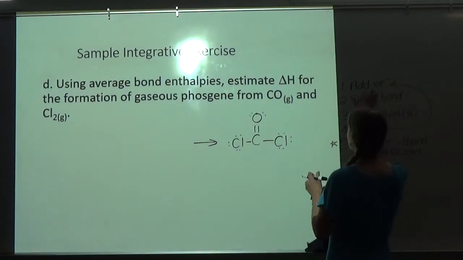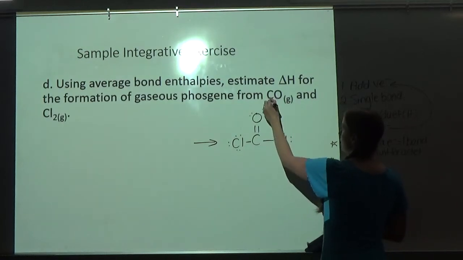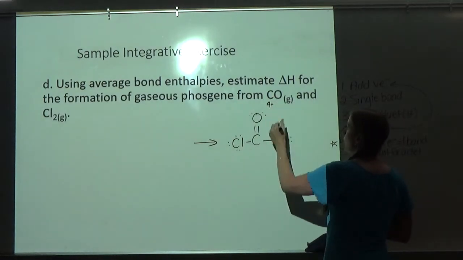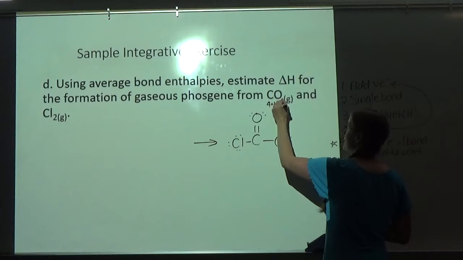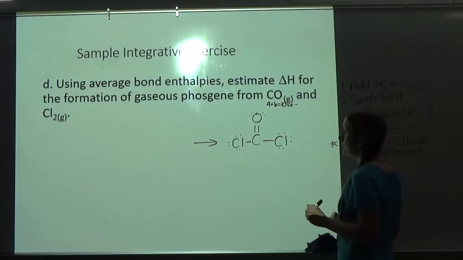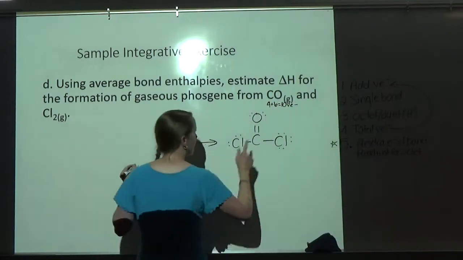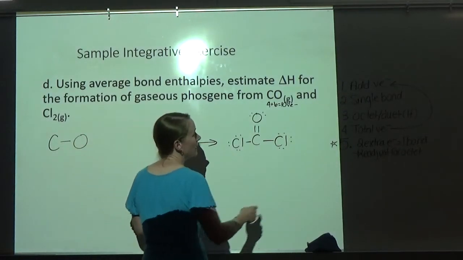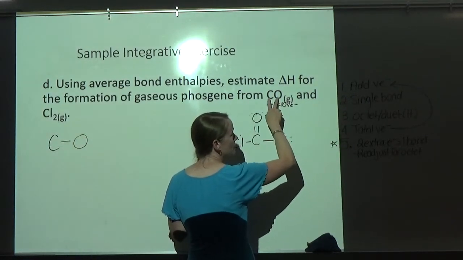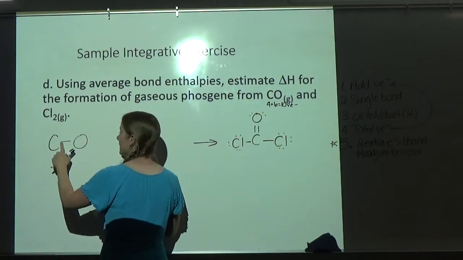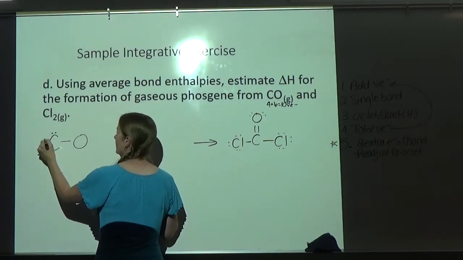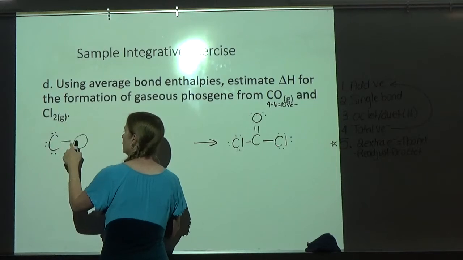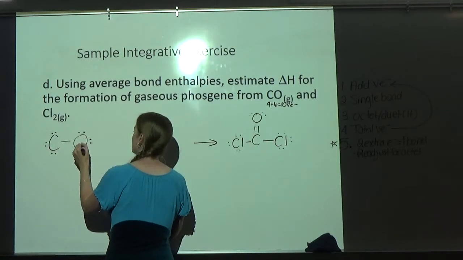So first, I got to add my valence. So C has 4 because it's in group 14. O has 6 because it's in group 16 for a total of 10 valence electrons. All right, so I'm going to bond everybody. So C, O, and then I'm going to follow octet duet rule, which both of these follow octet. So C has 2, so I add 6 more. O has 2, so I add 6 more.